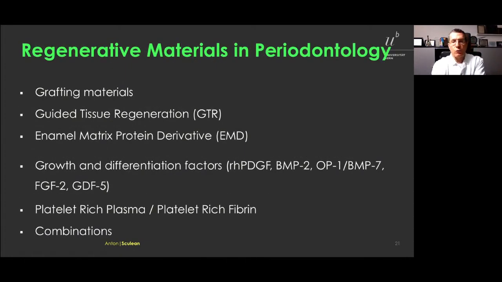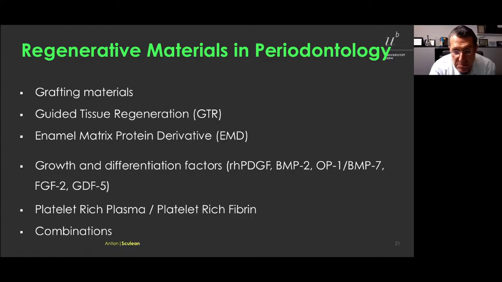So if we go now to our literature, we have a plethora of materials. Look at the big group of grafting materials. I will come back to this topic a little bit later. So we have grafting materials. We have the so-called guided tissue regeneration principle, that is the use of barrier membranes, either bioresorbable or the older generation that was non-bioresorbable. Then we have the enamel matrix protein derivatives, EMD.